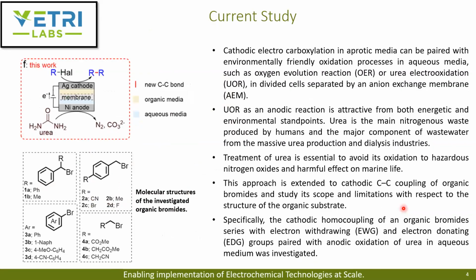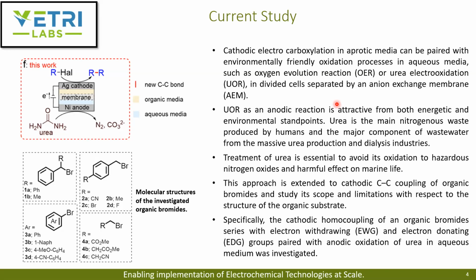So in this study, they want to use the electrochemical approach of homocoupling, but they want to modify the process. Rather than using an anodic reaction with metal dissolution, they want to use electrooxidation of urea as the anode reaction. This group has previously done work on cathodic electrocarboxylation in aprotic media, basically media without any proton. And they've paired it with anodic processes such as OER or urea electrooxidation in divided cells separated by an anion exchange membrane.